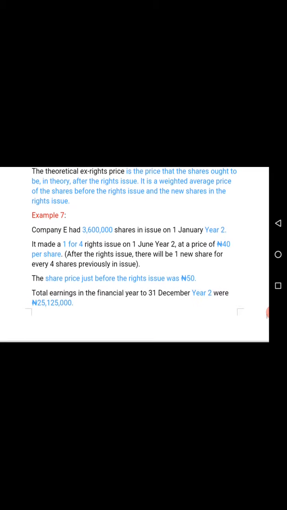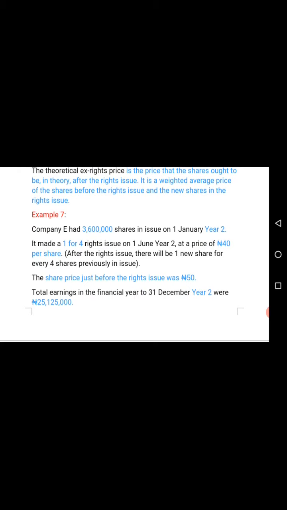So we have example 7 here. It says company E had 3.6 million shares, number of shares in issue on 1st January year 2. Note the years, note the number of shares. Then it made a 1-for-4 rights issue on 1st June year 2.